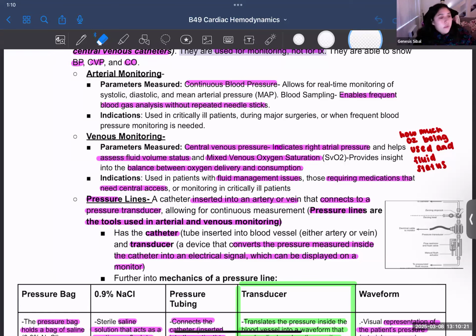Same thing as a blood pressure cuff, but invasive, more specific. You're continuously looking at that, it shows you those things, and it also allows you to get some gas analysis, blood sampling with that. But specifically, again, it's not used as a treatment. It's just for monitoring. Venous monitoring, same exact thing, but now we're talking about central venous pressure.